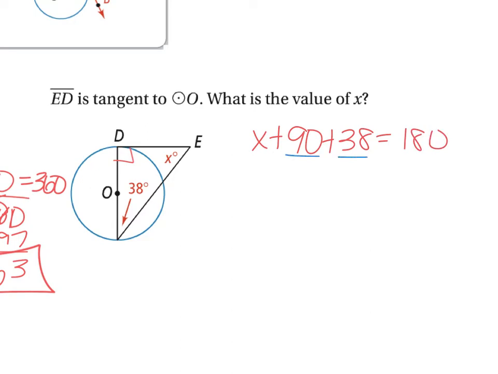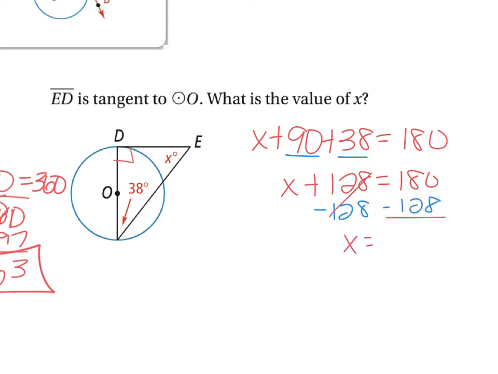Combine our like terms. We have X plus, what is that, 128 equals 180. Subtract 128 from both sides. X equals 52. Does that look like it could be 52? Yes, it does.